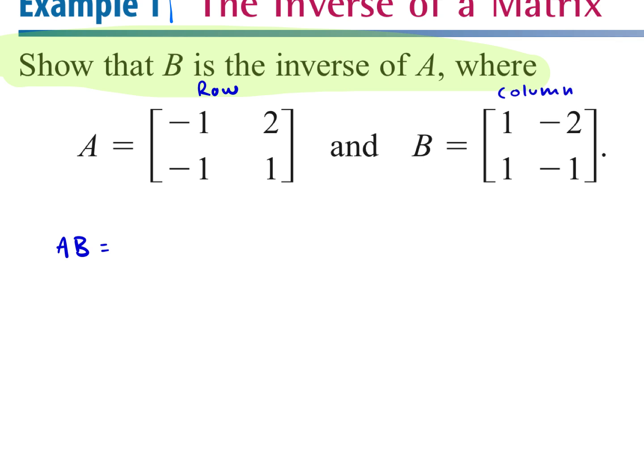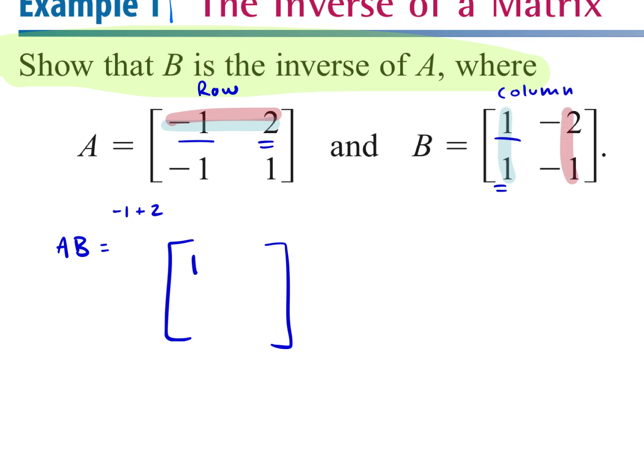So the first row times the first column, we multiply the first number times the first number. So 1 times -1 would be what? -1. The second number times the second number would be 2. And -1 plus 2 is 1. So then let's do the first row, second column. -1 times -2 would be +2. 2 times -1 would be -2. And 2 minus 2 is 0.